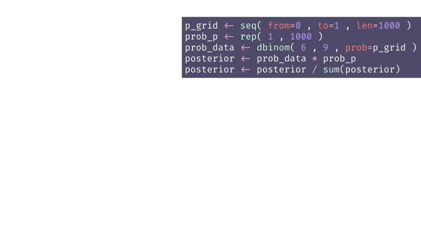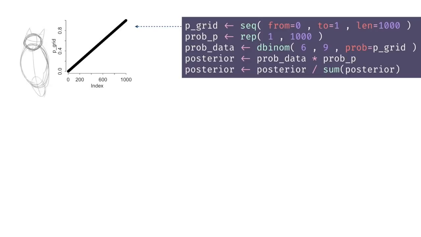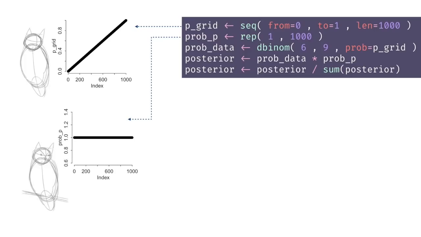So I've just repeated the code from the previous slide here. And we're going to take each of these lines in turn and show what the implication is. The first thing we do is we set up the grid. The grid is the list of possible explanations we're going to consider. And so all I've done is generate a sequence of numbers from 0 to 1, 1,000 of them evenly spaced. And I plot these on the left. This is our first bird sketch. And now we set up the prior probability, the probability of each value of p. And in this case, I've just repeated the number 1 1,000 times because that's the uniform prior distribution that I talked about before. And you can see this plotted on the lower left.